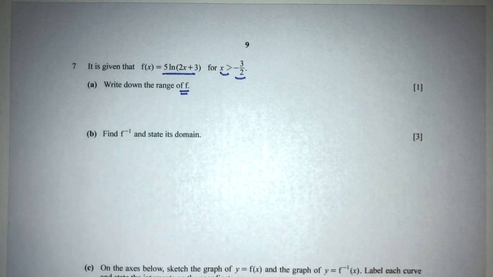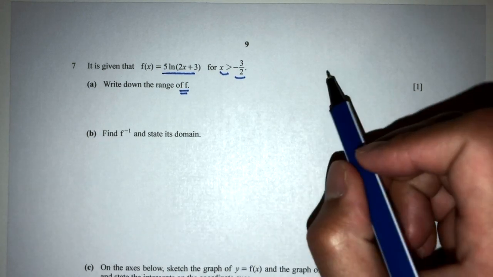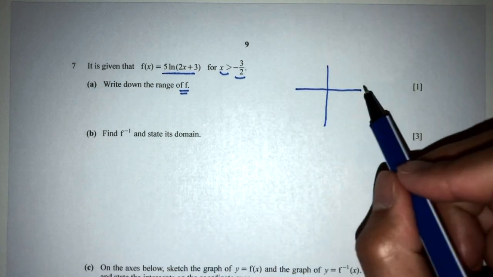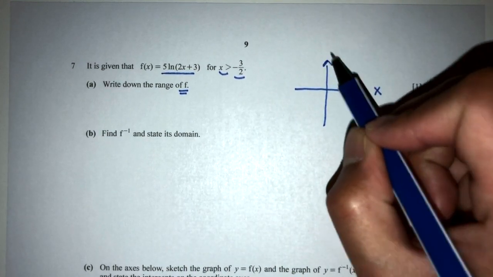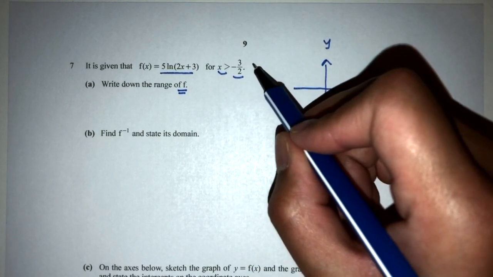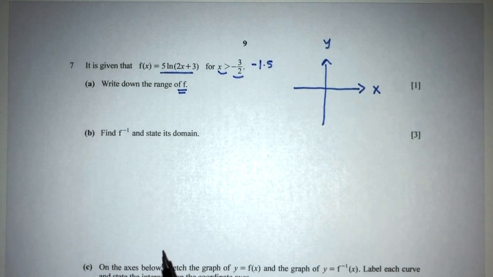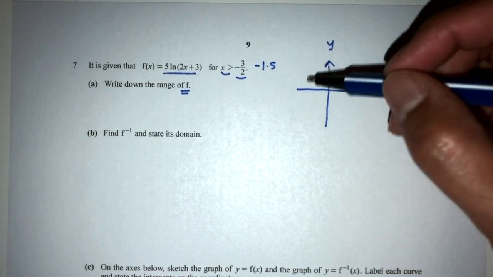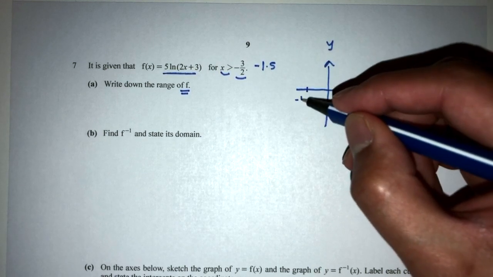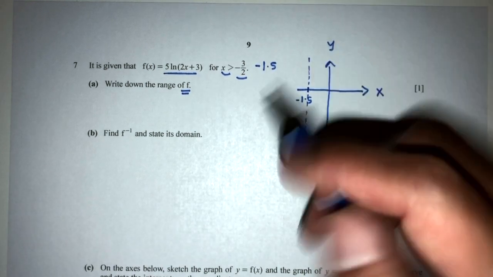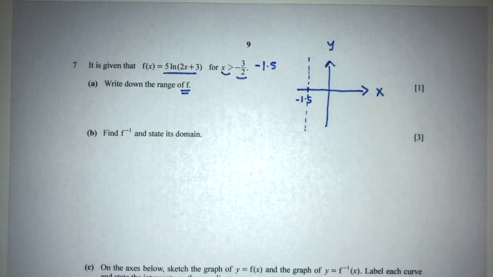So pretty easy. Whenever you have to find the range of a function, you have to understand the graph of the function. For example, we have the y-axis and the x-axis. This is the x and y. Now x has to be more than this value. So this is what value? This is minus 1.5, right? Let's mark that point on the graph. So minus 1.5 will be somewhere over here, for example. So that will be my vertical asymptote, because it is always more than this, so it will never touch this line.